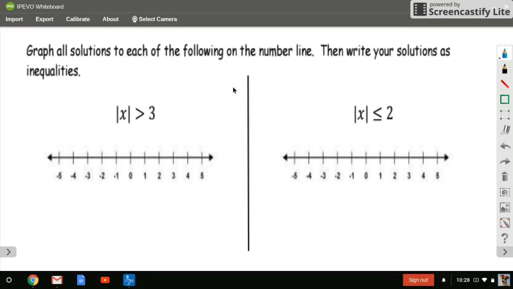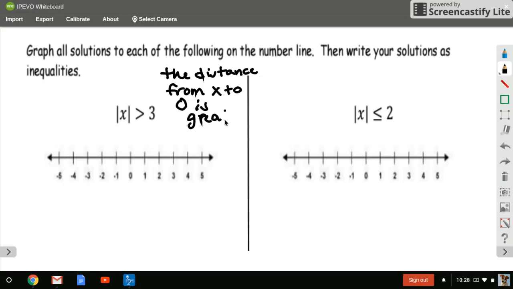So let's remember that absolute value is the distance from zero. What this question is asking, the absolute value of x is greater than 3, is that the distance from x to 0 is greater than positive 3.